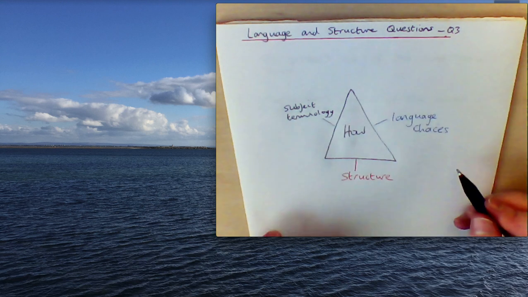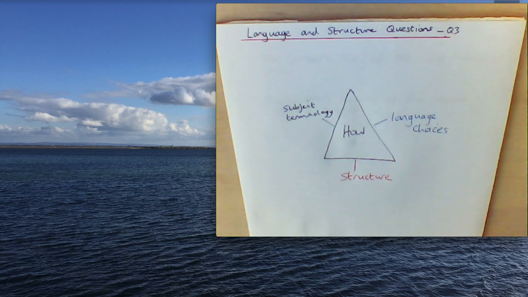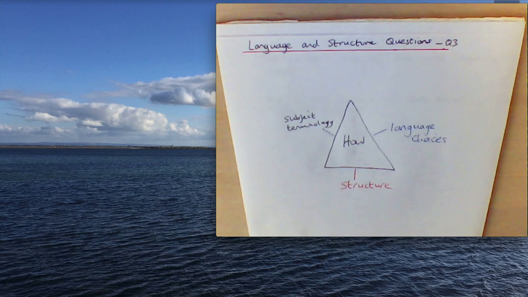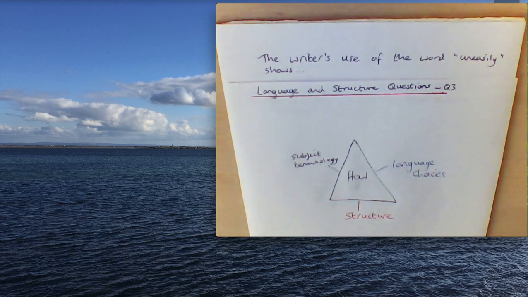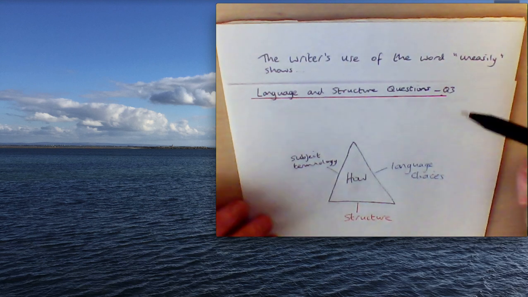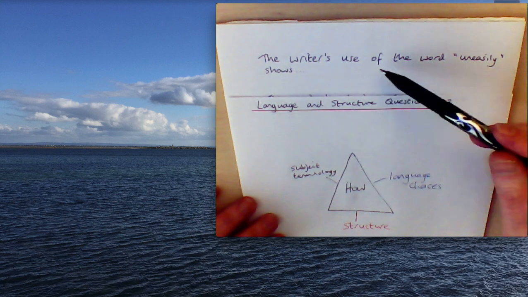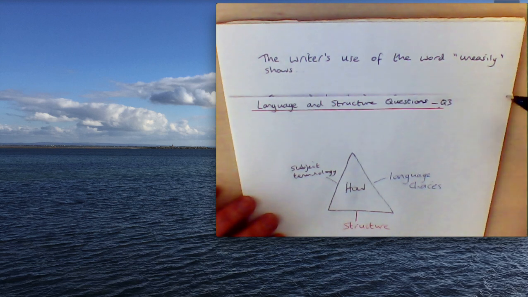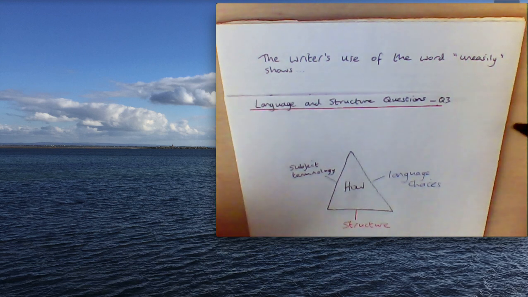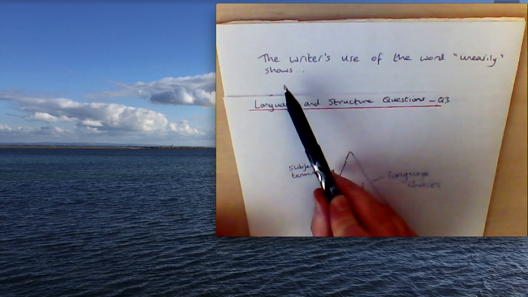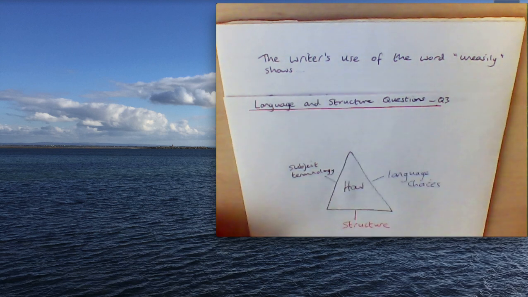Now, when we're thinking about language choices, the temptation is to say, okay, I'm going to focus on a particular word and I'm going to explain the writer's choice of that word. So here's one I prepared earlier. That might be the sort of thing that you might say: the writer's use of the word uneasily shows. Now, there's nothing really wrong with that. You're focusing on a particular word and you're explaining what it means.